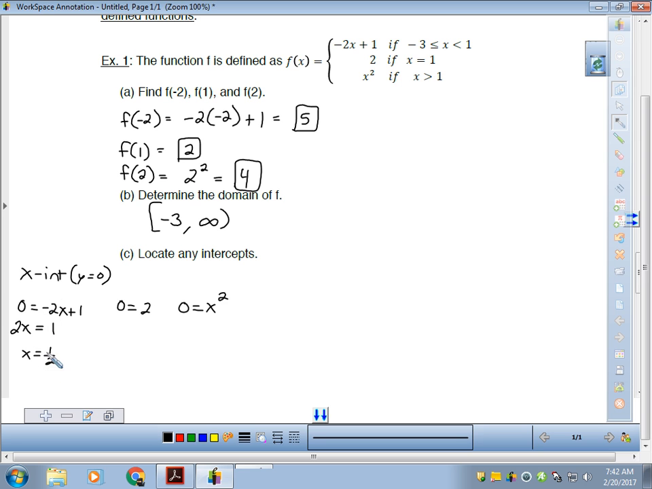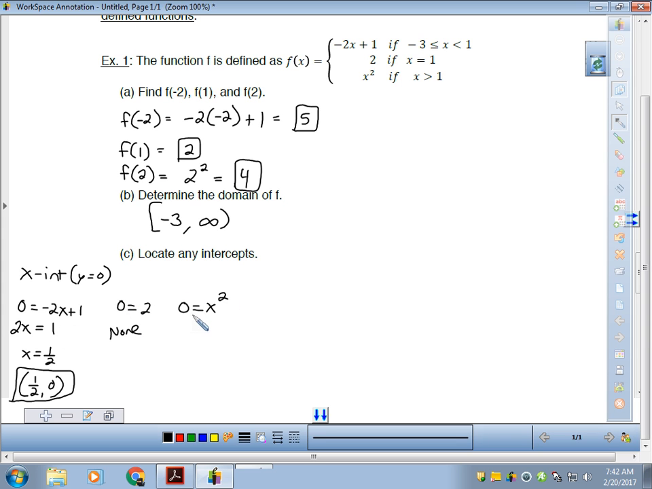Now, is 1/2 in the interval for this equation? Well, the interval for -2x plus 1 is -3 to 1. 1/2 is in that interval, so I can actually use that point. (1/2, 0) would be an x-intercept. Our next equation, we have 0 equals 2. Is that a true statement? No. So that one tells us there's none for this second interval.